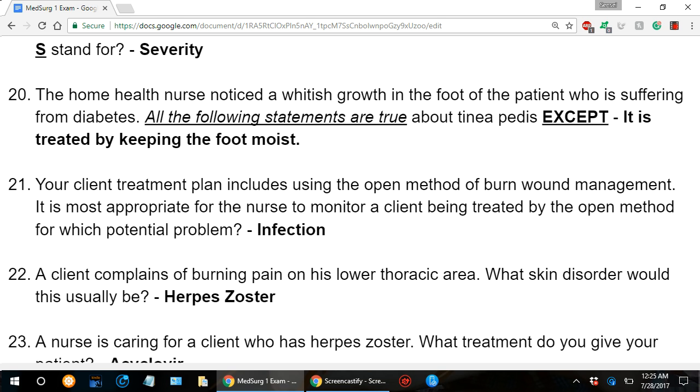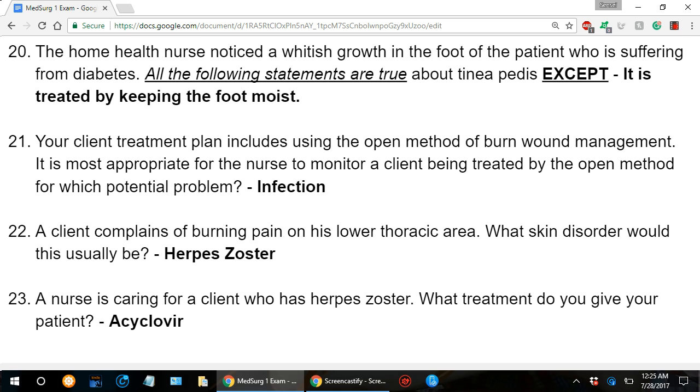Your client treatment plan includes using the open method of burn wound management. It is most appropriate for the nurse to monitor a client being treated by the open method for which potential problem? Infection. The answer is infection.